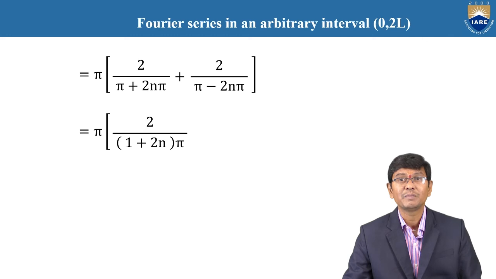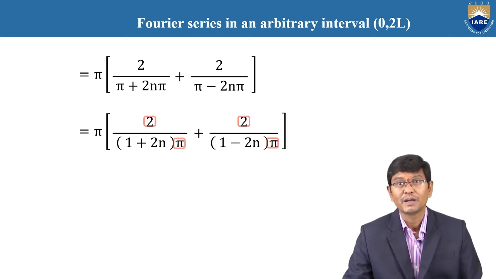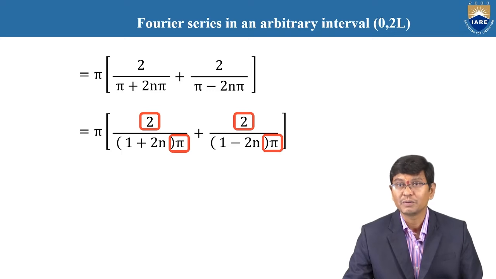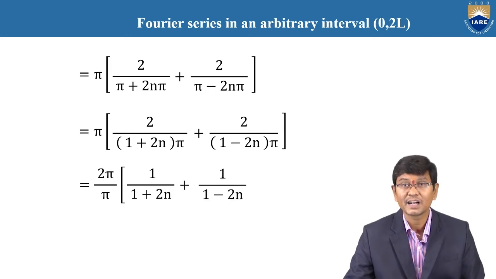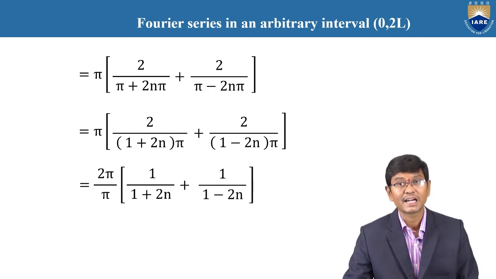After that, if further simplification is possible, you can do that. There is 1 by π into 2 by (1 plus 2n)π plus 2 by (1 minus 2n)π. And here 2 by π is a common term, so you take it out. That is 2 by π into 1 by (1 plus 2n) plus 1 by (1 minus 2n). And here the π once again cancels.